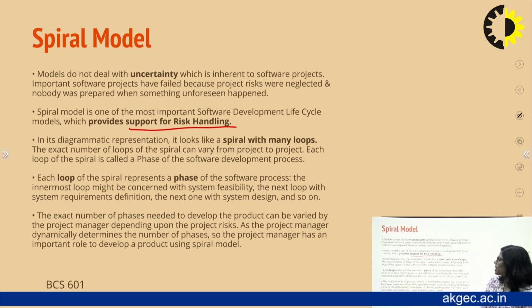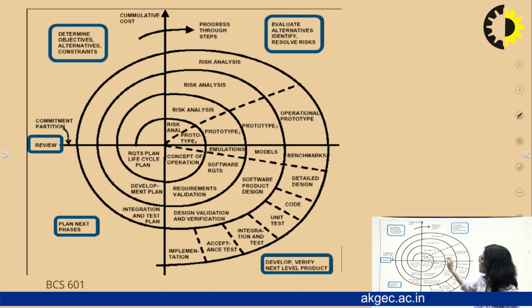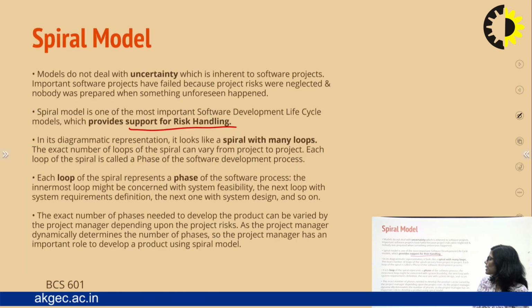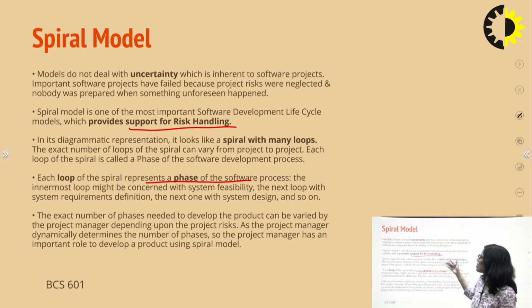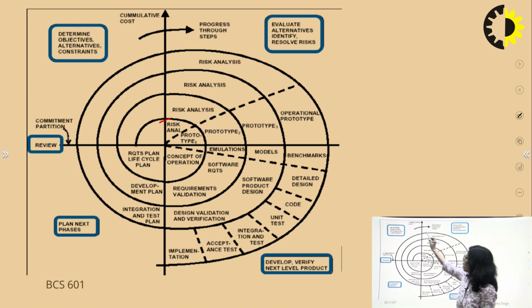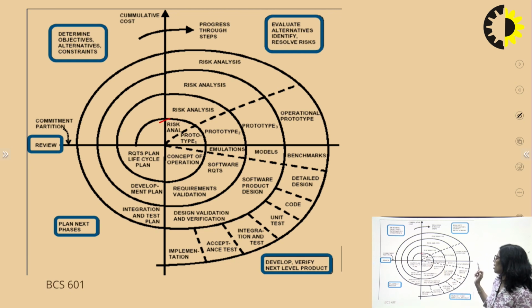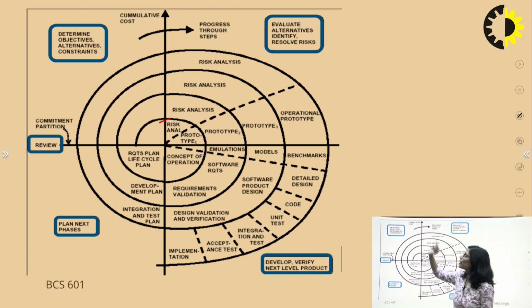So in the diagrammatic representation, it looks like a spiral with many loops. Each loop will represent a phase, right? And the number of loops will depend upon the software, so it varies from project to project. Now, you can say the cumulative cost is dependent on this dimension, whereas the radial dimension will depend upon the progress of the course. So this will tell you how our development is progressing, and this will depict the cumulative cost.